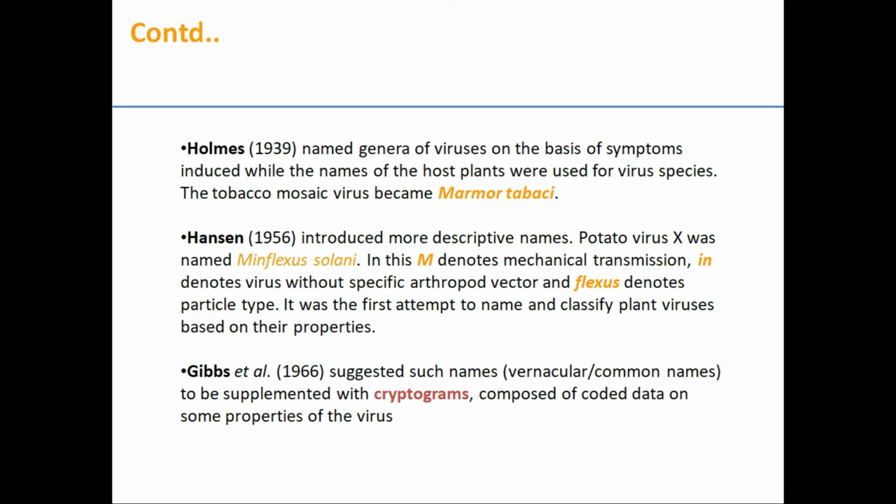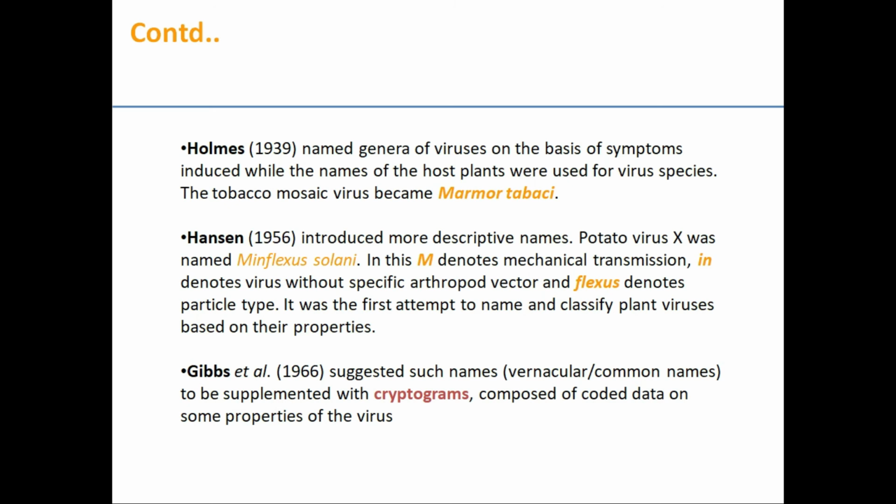So a number of properties of the virus can be seen in the genus name, but this became a very complex name again. Gibbs et al. in 1966 suggested that the vernacular names or common names should be supplemented with cryptograms composed of coded data on some properties of the virus. Now with these cryptograms, this became more complex to remember.